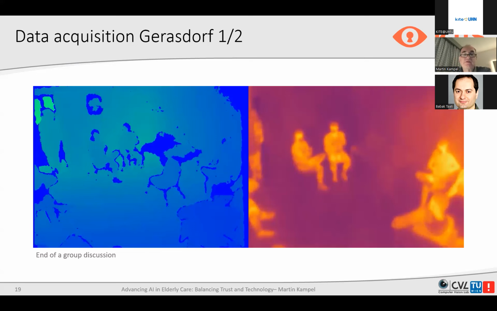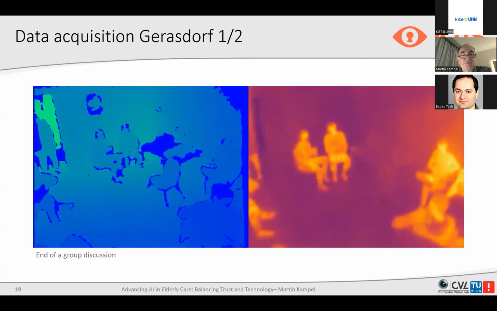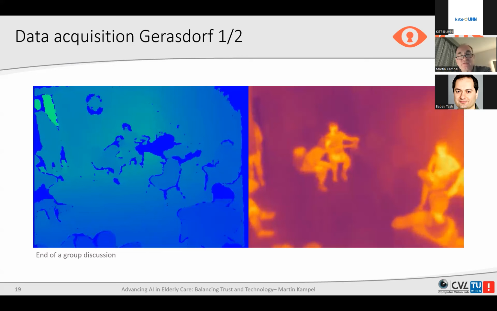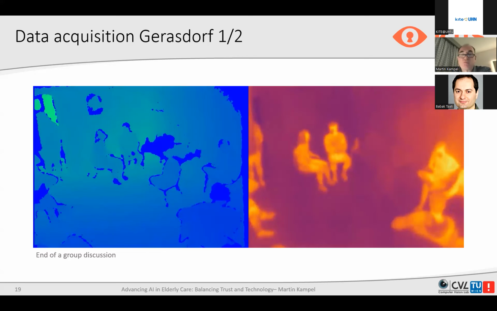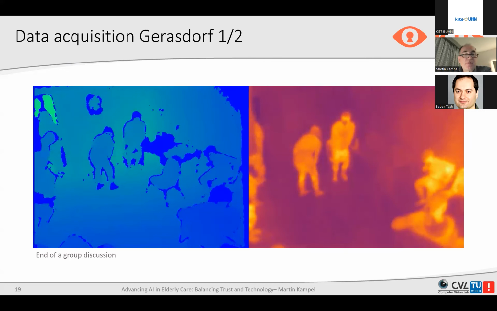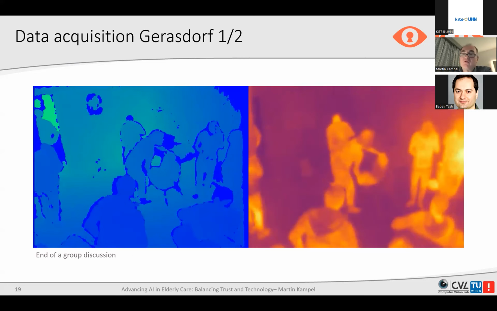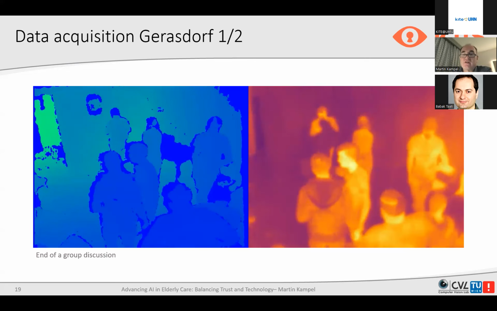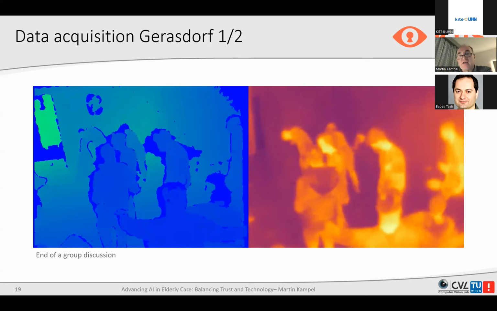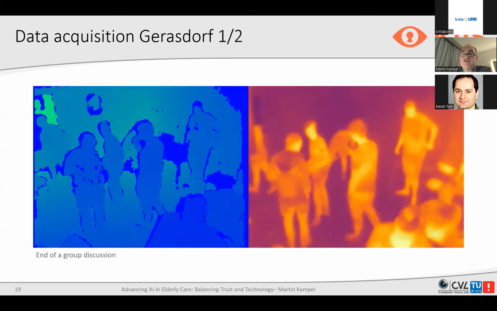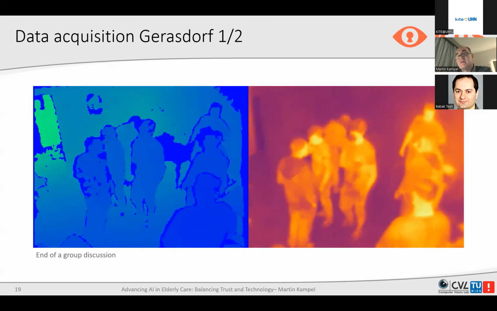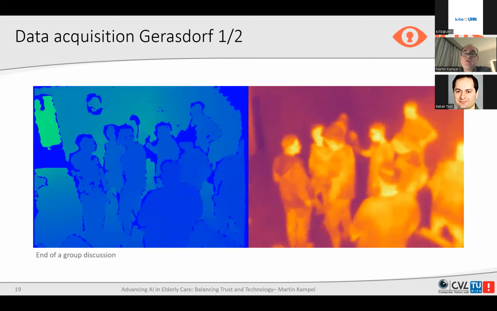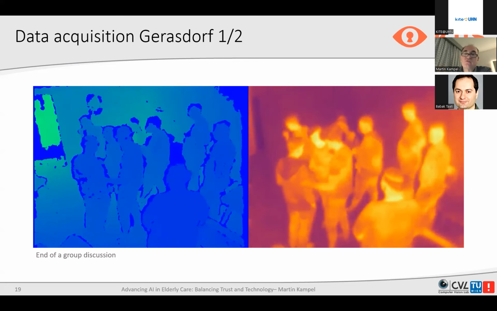Another sample is given here. Here we have a group discussion. Actually, it's the ending of the discussion, and we have a few persons who will get up soon. It's more than three persons, as you see now. So these are typical situations which we have in our data sets. And from these situations, we would like to learn all the things I just mentioned: pose, some form of interactions, viewing angles, so to know who is talking with whom.